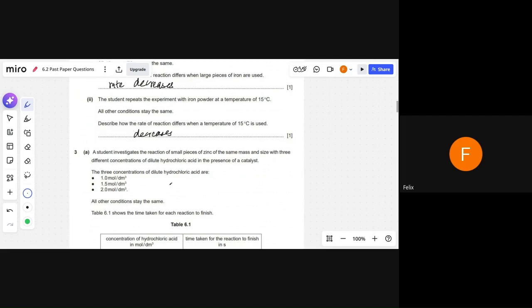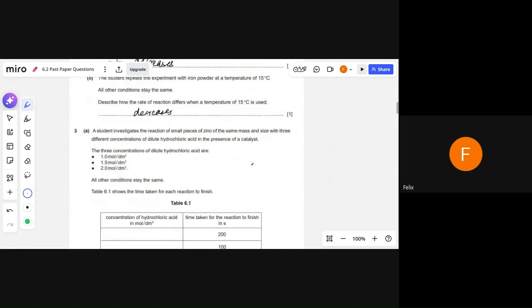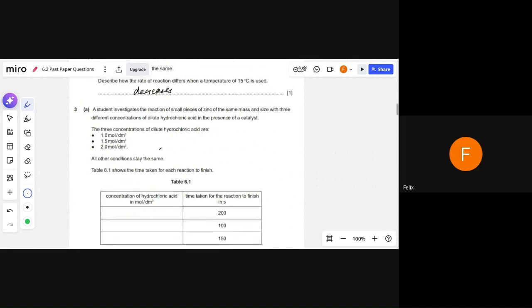A student investigates the reaction of small pieces of zinc of the same mass and size with three different concentrations of dilute hydrochloric acid in the presence of a catalyst. So the three concentrations of dilute hydrochloric acid are this, and this. All other conditions stay the same. So table 6.1 shows the time taken for each reaction to finish, right?